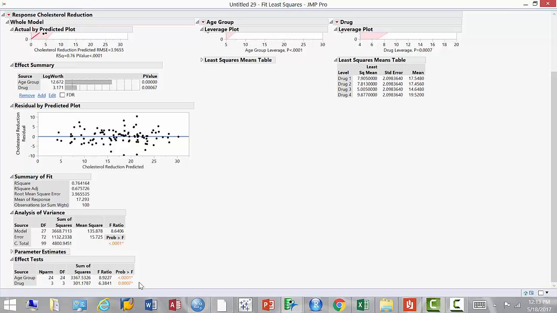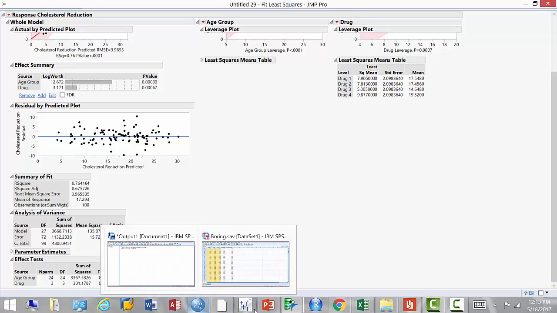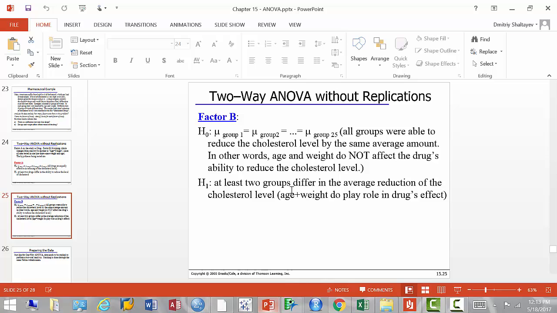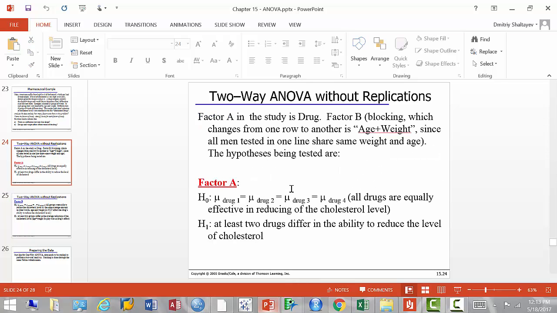0.0007. Small p-value, right? What do I do with this? Keep the null or reject the null? Reject the null. So let's go back to my null and alternative. Here's factor B for the age and weight. Here's factor A. My null was saying that all drugs are the same and the reduction of the cholesterol really depends on them, right? Is that the case? Nope, that's not, because I just rejected the null, right? So therefore, it does matter which drug you use.